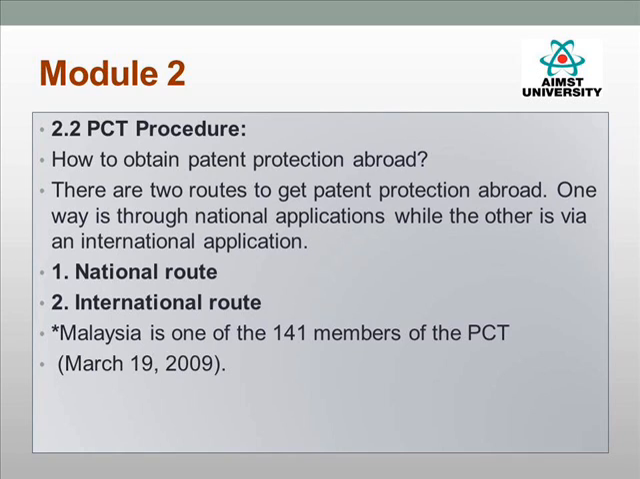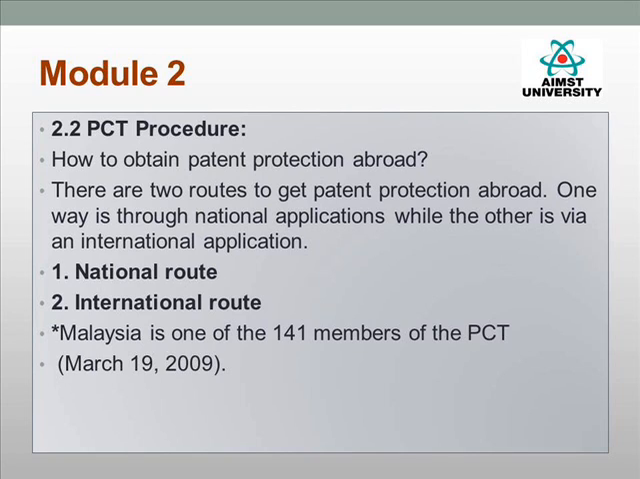National route. If the applicant opted for the national route, a separate patent application in each of the countries of interest needs to be filed. This option is usually selected if the number of countries in which patent protection is sought is very small. Otherwise, this route may prove to be expensive as well as cumbersome.